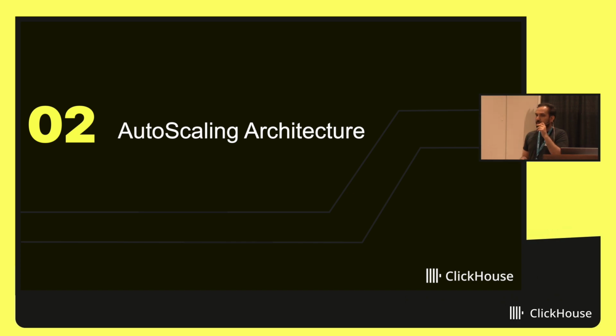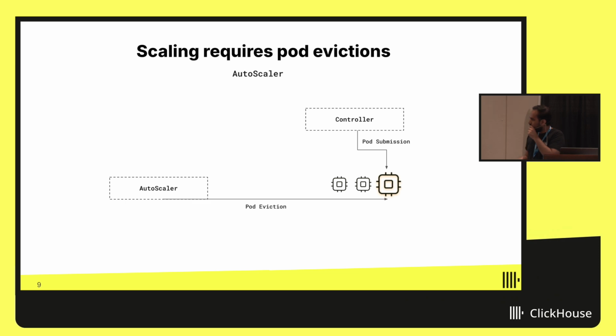So why am I talking about auto-scaling? That's going to become relevant, but this whole problem started when we started to do vertical scaling. And just to set up the problem here, I'm going to give a high-level overview of what auto-scaling looks like inside ClickHouse Cloud and in Kubernetes autoscalers in general. So we have something called an autoscaler.